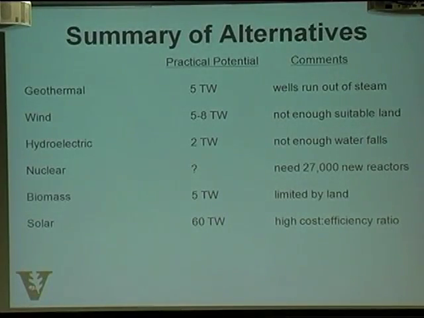Now, if you look at all the alternative energy options that are out there, they all could end up chipping in a little bit. What I've listed here is the practical potential, so the potential amount of terawatts we could get from these different alternatives, and it ranges typically from a couple in hydroelectric to maybe up to 5 to 8 for wind. But you'll notice down there at the bottom that solar has an incredible capacity. So 60 terawatt capacity for solar.